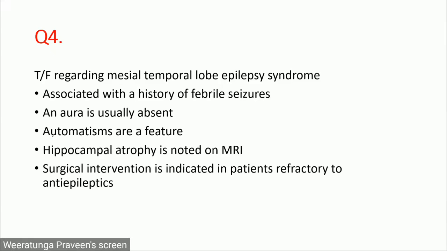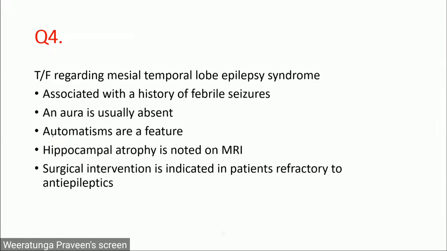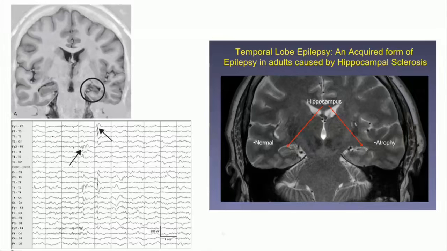Another type of epilepsy syndrome you see in adults is called temporal lobe epilepsy. In temporal lobe epilepsy, you see patients developing seizures which start in the temporal lobe. These are focal seizures that commence in the temporal lobes. And they might have temporal lobe changes, so the volume of the temporal lobe would be smaller.